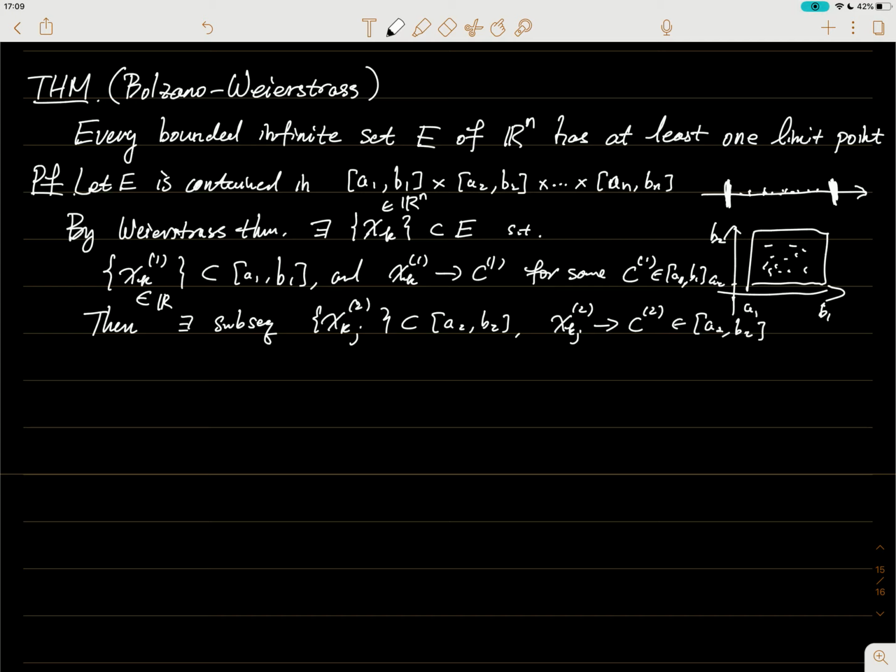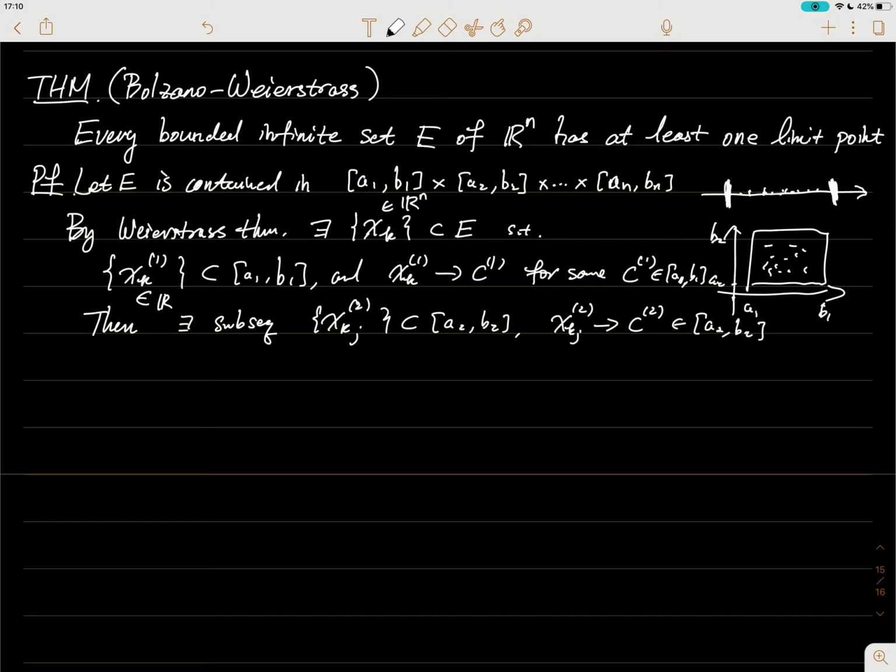Okay? So I can just focus on this subsequence now. I still call it xk. It doesn't matter, we can just throw away what I discarded. So only keep the subsequence here. And then this subsequence will have the first component converging to C1 because it's a subsequence from the original one. And the second component will also converge to a C2.